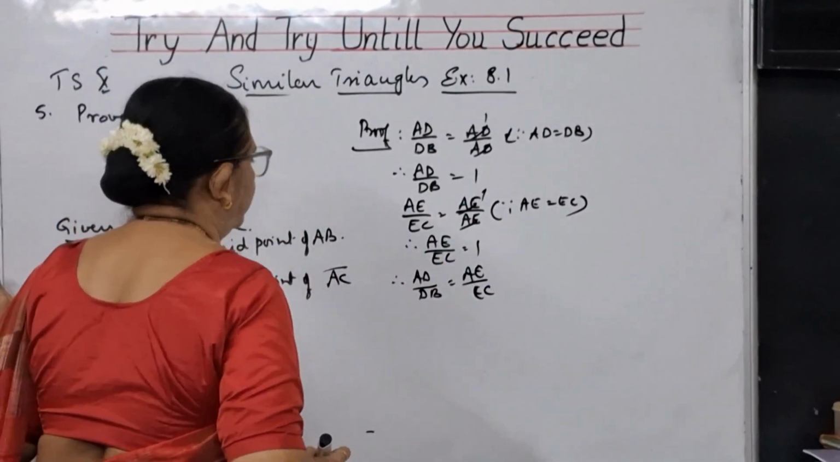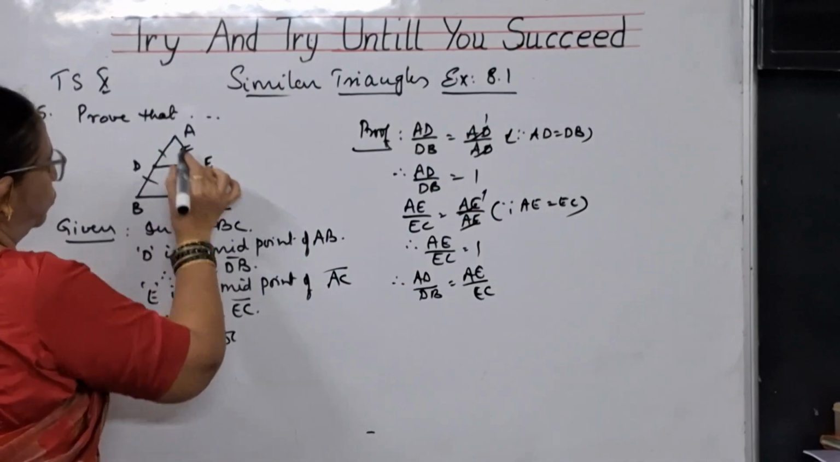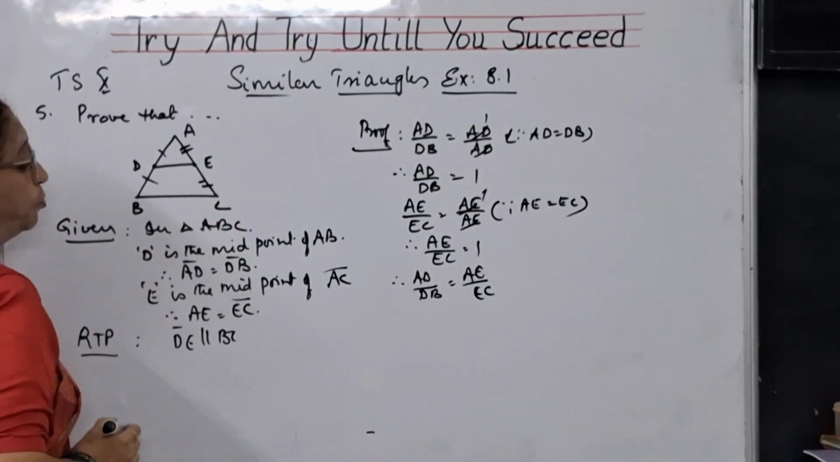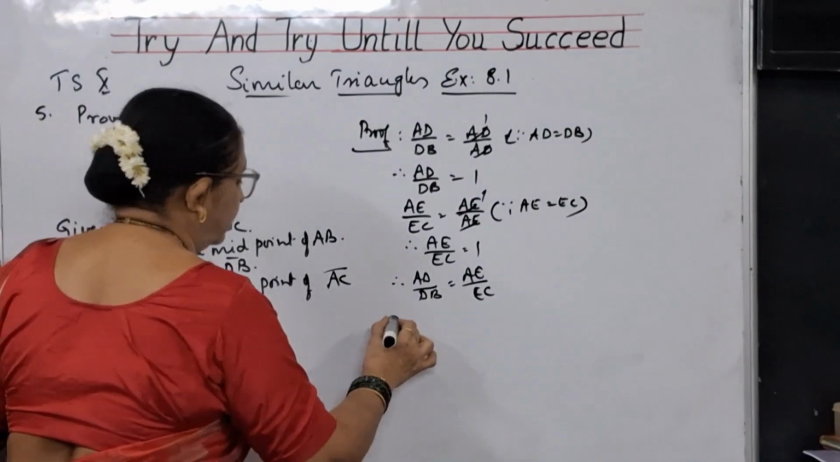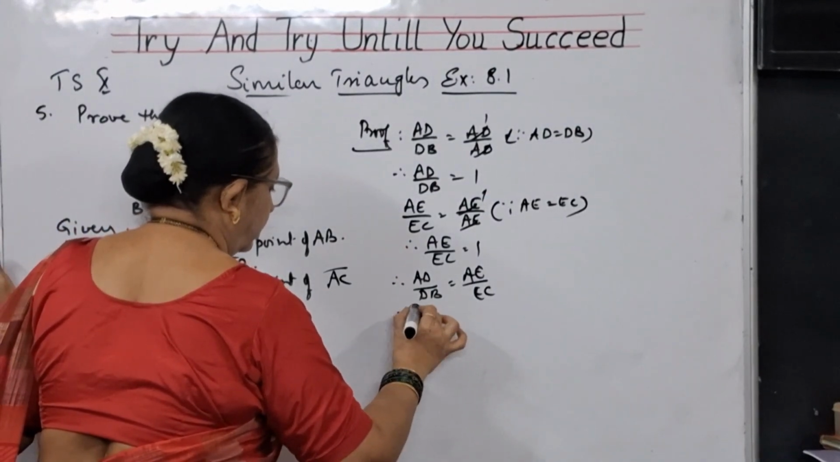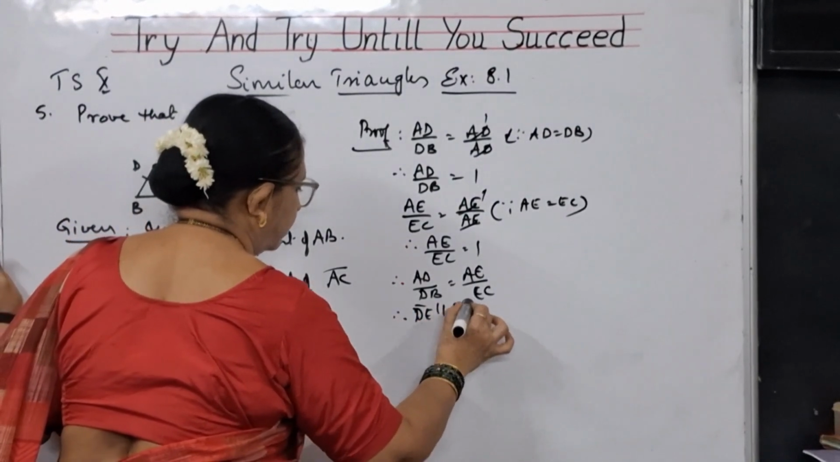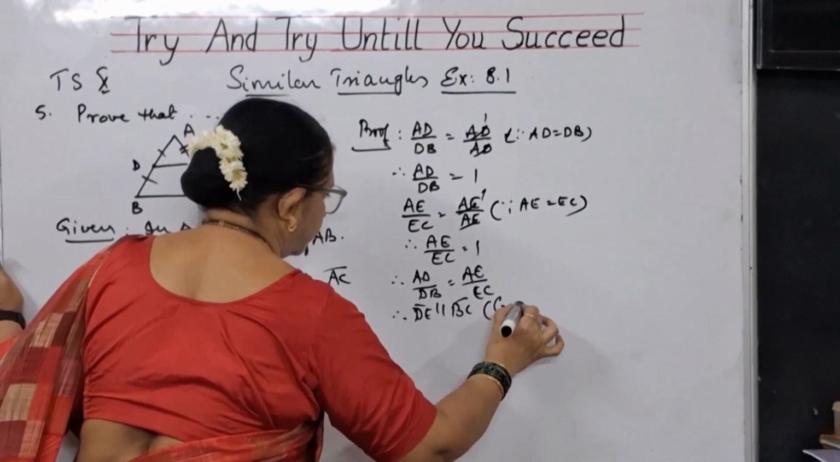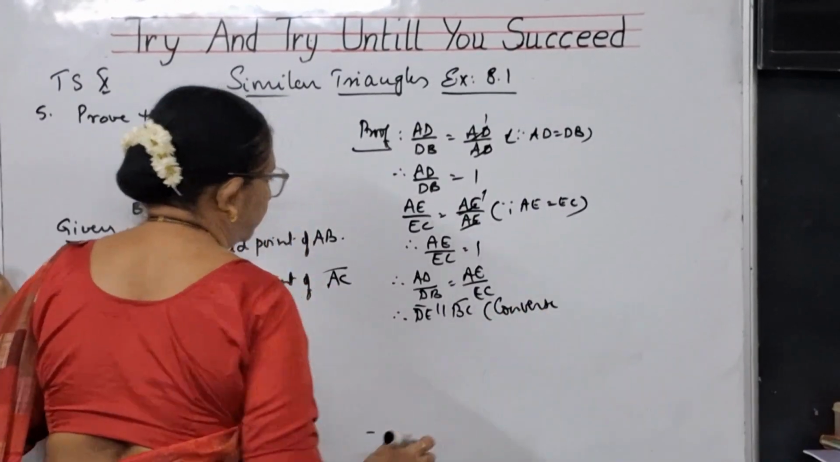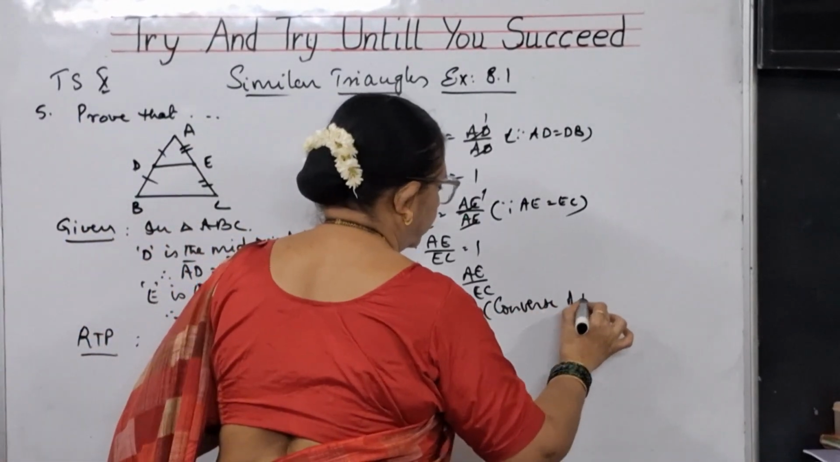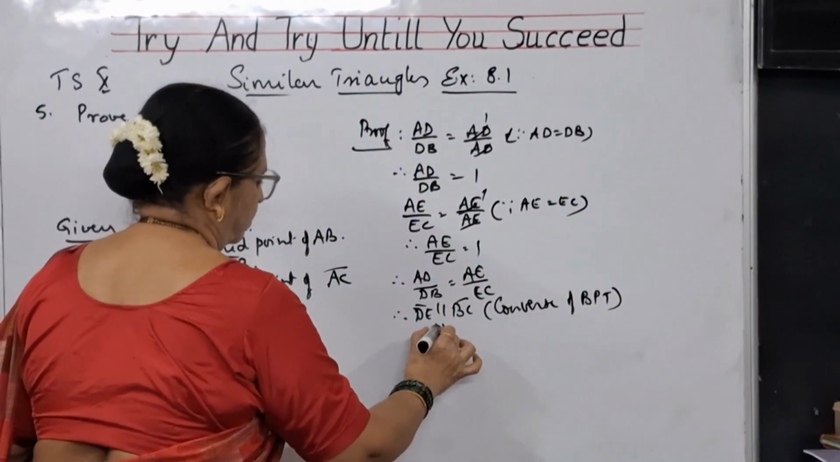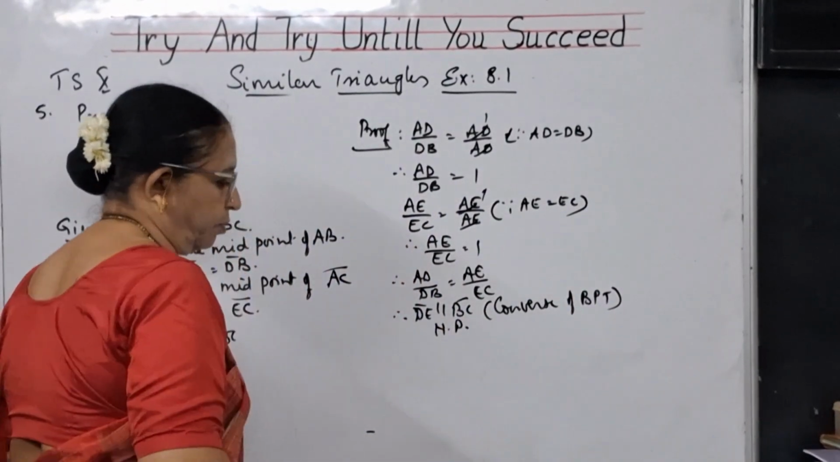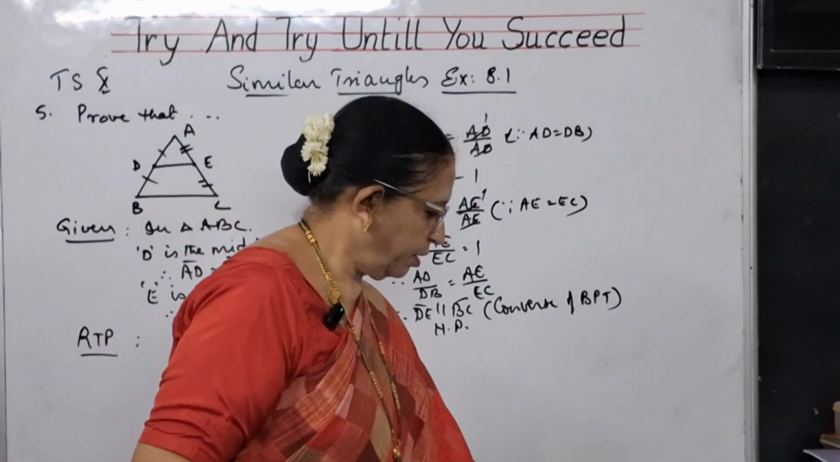So, in a triangle, when a line divides any two sides in an equal ratio, then it is parallel to the third side, that is the converse of BPT. Therefore, DE is parallel to BC basing on converse of BPT. Hence, proved. This is the proof of this sum, children. Please copy it.